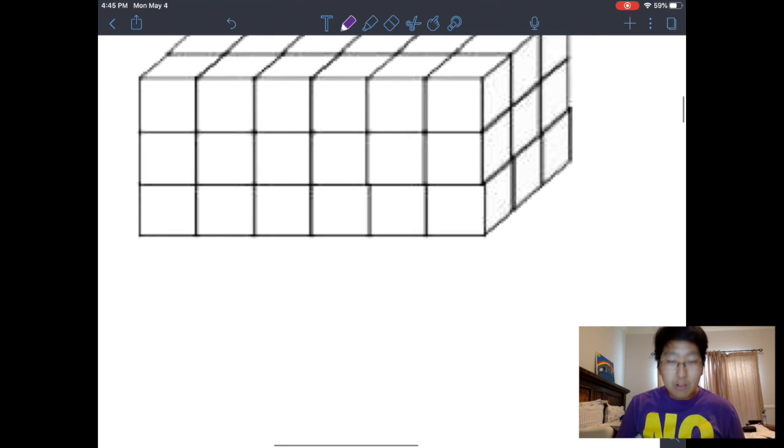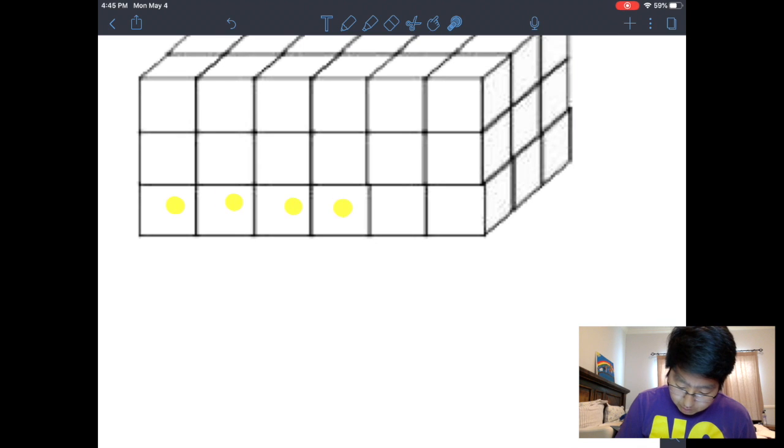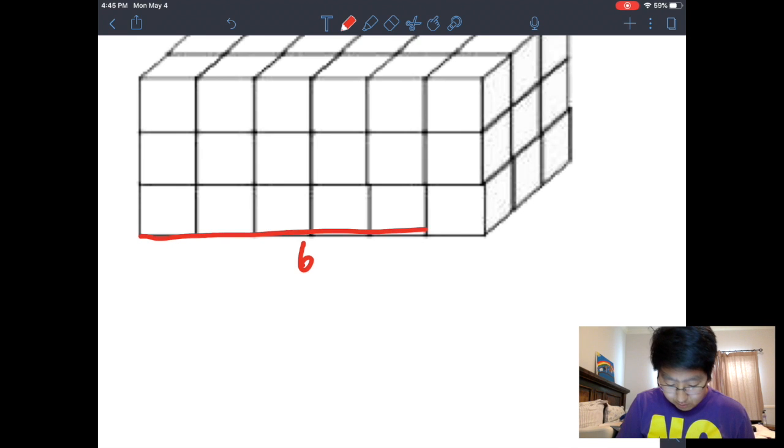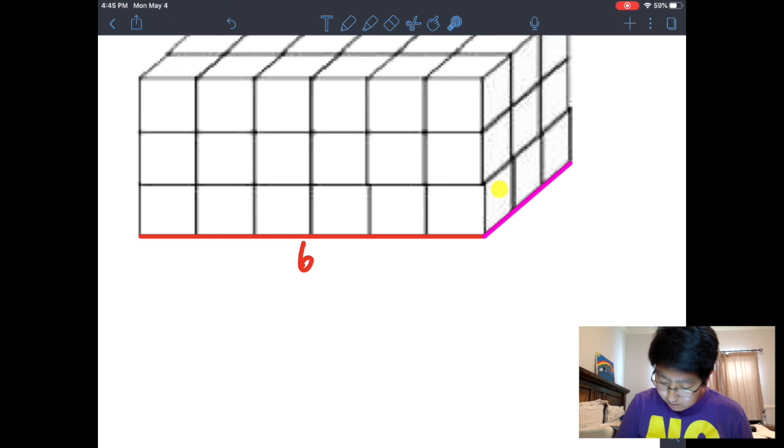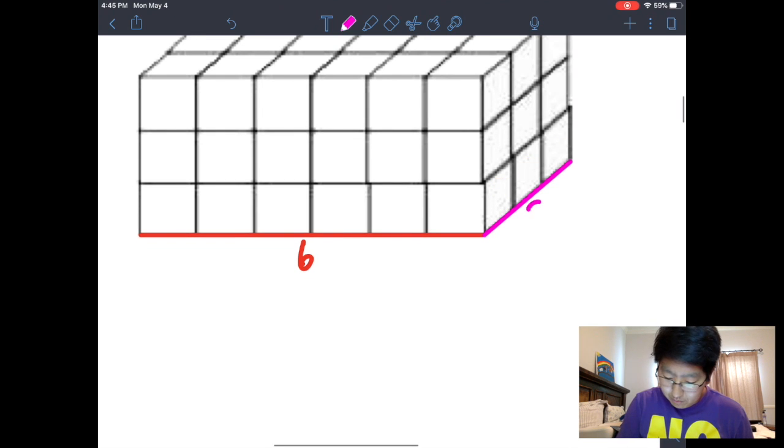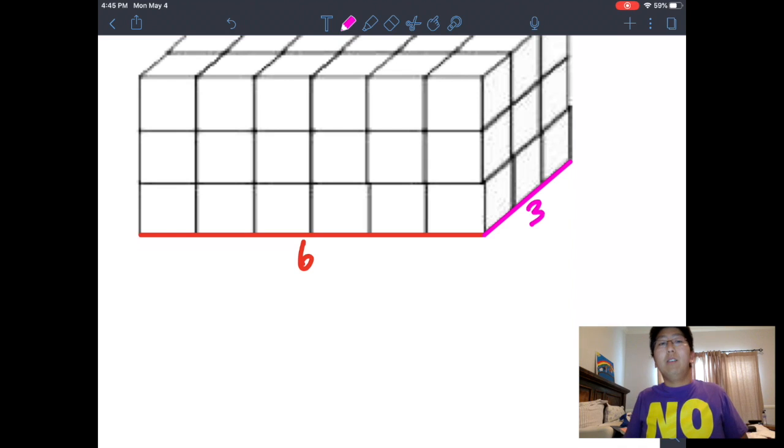Now we have to count because this is in units. So I'm going to go ahead and count the bottom. There's 1, 2, 3, 4, 5, 6 down here. So 6 right here. And the other side has 1, 2, 3. So if I want to find the area of this base, I'm going to multiply 6 times 3 and multiply by the height of the entire thing.